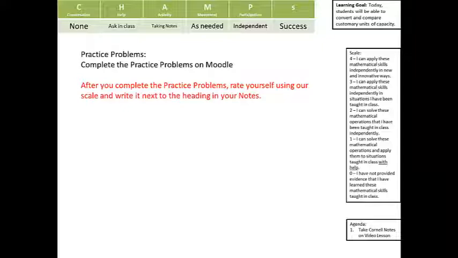Alright, so that concludes our notes for tonight. Go ahead and complete the practice problems on Moodle. When you finish that, rate yourself on our scale and write that at the top of your notes next to the heading. If you have any questions, please bring them to class tomorrow, and I'll be more than happy to answer them. Have a good night.